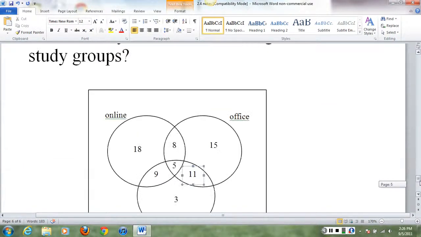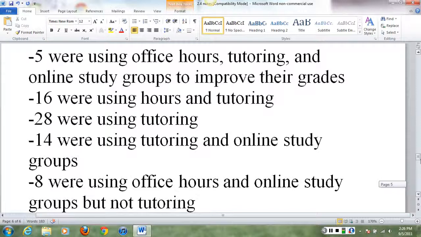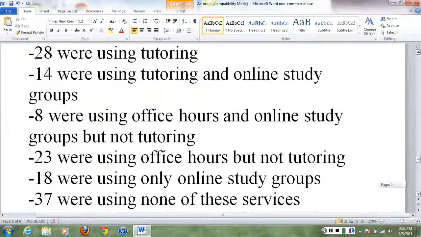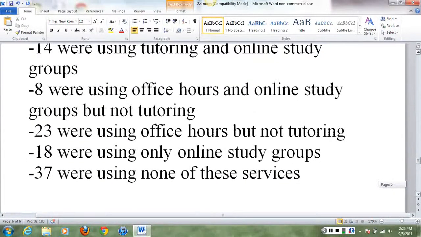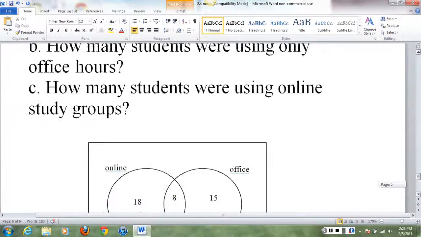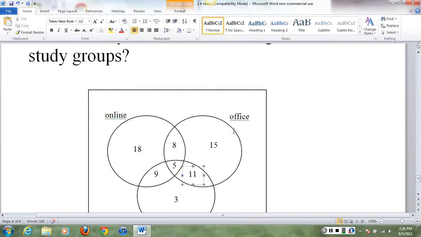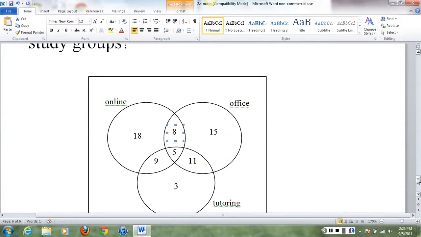Now the online and office hours. Is there a stat for that? So there's office hours and online study, but not tutoring. So online and office. This time they state specifically not tutoring, so we can rule out that this 5 was part of that group. So we can just stick 8 directly in between there. And the rest follows like the previous questions.